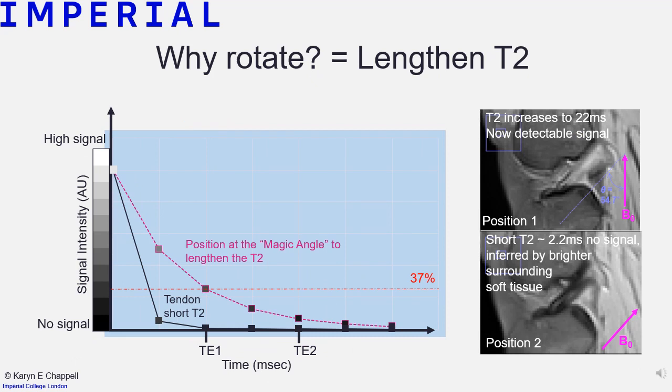So why would you want to make the magnetic field rotate? When short T2 tissues are positioned at the magic angle, their T2 is lengthened, and that gives us much more time to collect the signal. You can see here in this graph, this is what normally happens, and the signal from these short T2 tendons is literally gone. Whereas if you place it at the magic angle, suddenly you've got a lot more time to actually be able to collect the information and record that into an image.